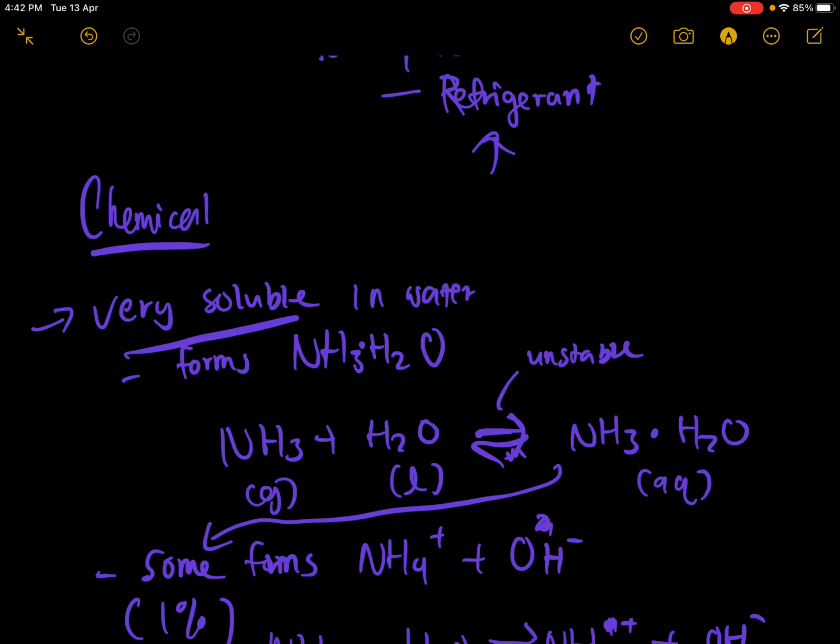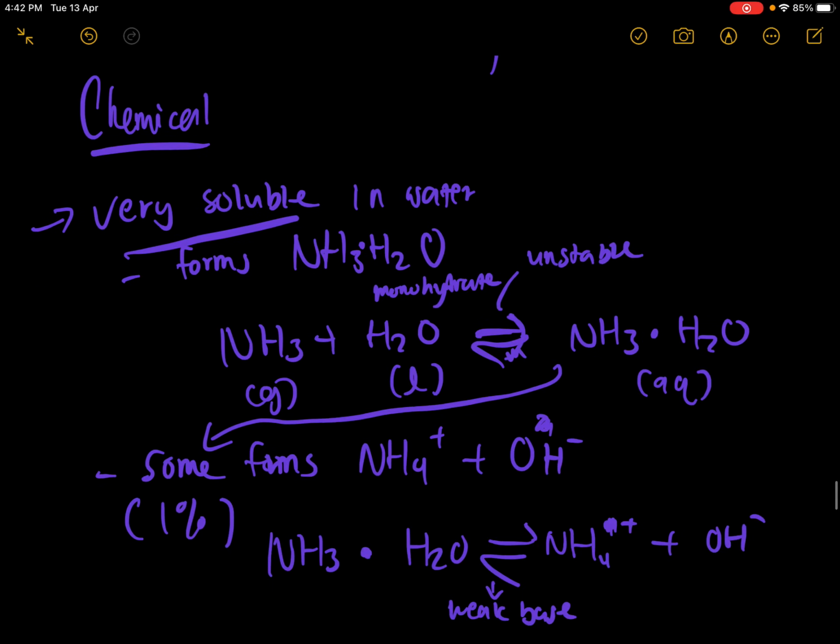How about the chemical properties of ammonia? It is very soluble in water. It reacts with water to form, I forgot what the actual name is. Oh, it forms ammonia monohydrate. What that means is ammonia with one water molecule together with it. But this thing is very unstable, so it can always decompose back into ammonia and water.